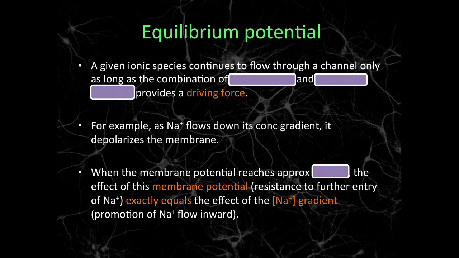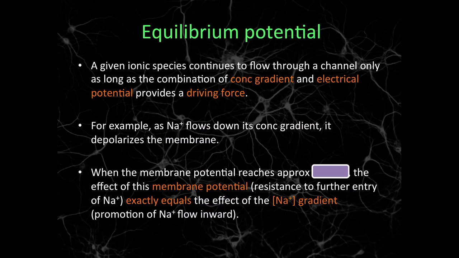So let's look at what an equilibrium potential is now. A given ionic species continues to flow through a channel only as long as the combination of, so read the sentence there and see if you can figure out what those missing blocks are. So correct. The sentence should read like this. A given ionic species continues to flow through a channel only as long as the combination of the concentration gradient and electrical potential provides a driving force.